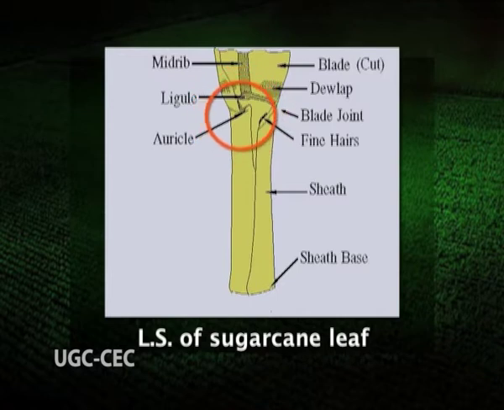The auricles, as their name implies, are ear-shaped appendages located at the upper part of the sheath margin. Not all sheath margins have auricles. Leaf pubescence, or the covering of various leaf parts with short hairs, is also variety and age dependent.